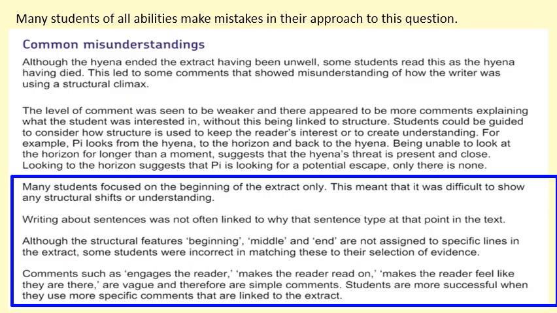So the exam boards say that many students focus on the beginning of the extract only, and therefore it was difficult to show any structural shifts or understanding. Okay, and avoid comments like engages the reader or makes the reader read on, you can't use that tomorrow. Okay, they're too vague.